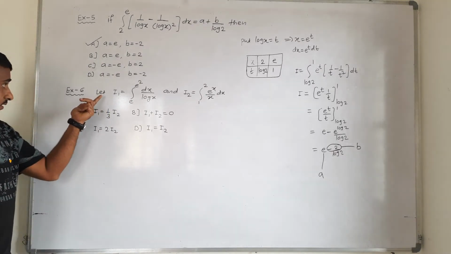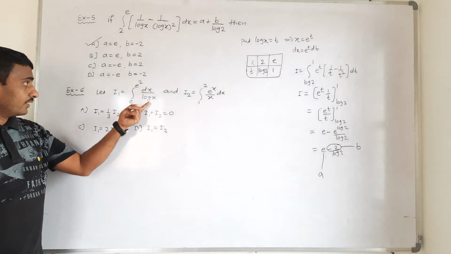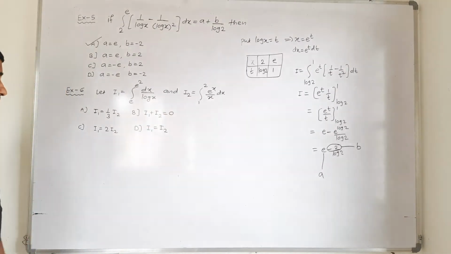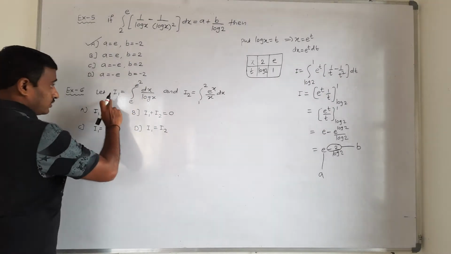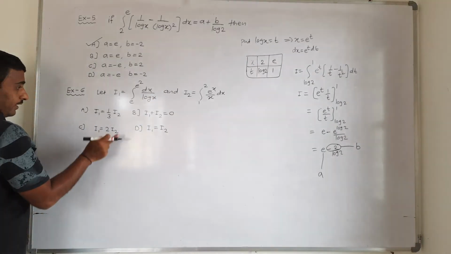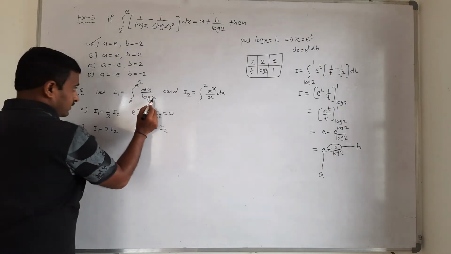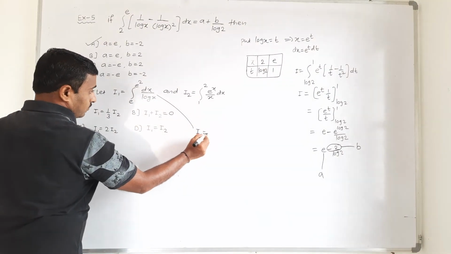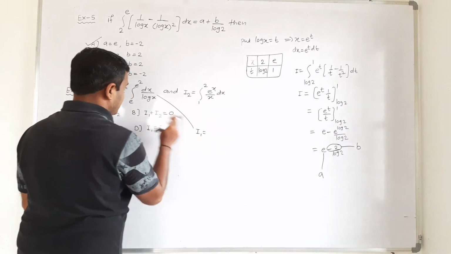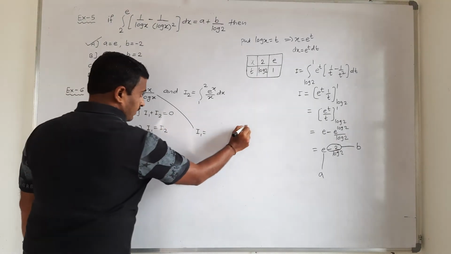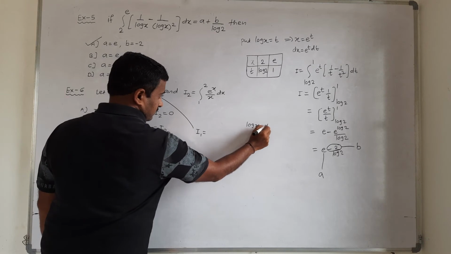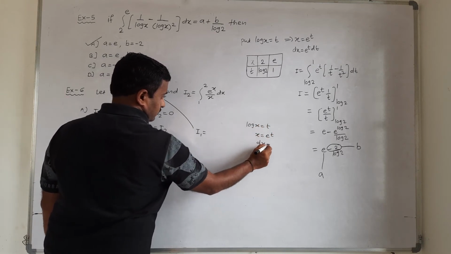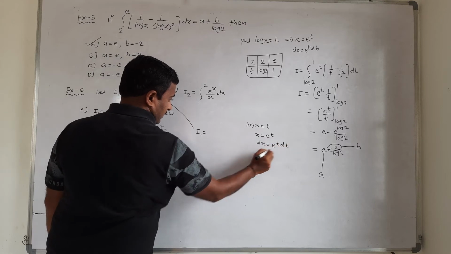Next example: let I1 be equal to integral from e to e square of dx upon log x, and I2 equal to integral from 1 to 2 of e raised to x upon x dx. Then what is the relation between these two, I1 and I2? Now I solve this first. I will solve I1 and check what we get. I1 is equal to, just put log x equal to t. Then we get x equal to e raised to t and dx equal to e raised to t dt. Check the limits.